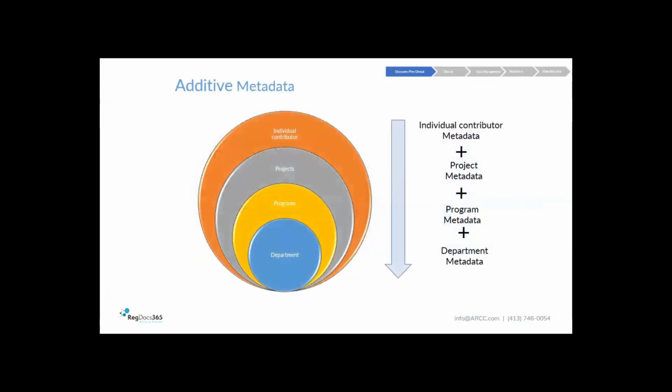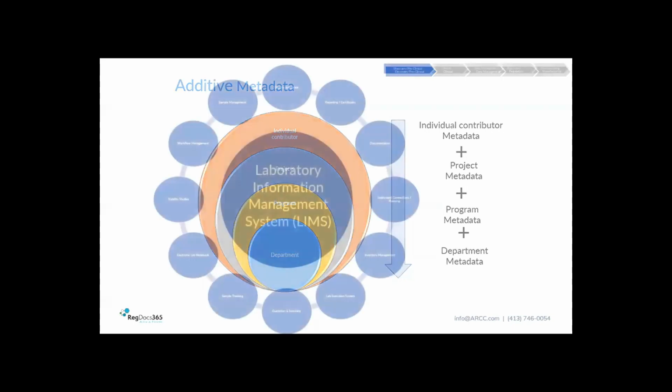A lot of times we can take metadata and actually use it as an additive kind of way when we look at where the data was actually created from an individual contributor. Is it part of a project? Is it part of an overall program? And then does it belong to a certain department? Am I now in toxicology versus I'm in clinical or regulatory? So those are the areas you want to kind of think about and use that metadata as a way of seeing where documents or data is along the continuum of your drug development process.